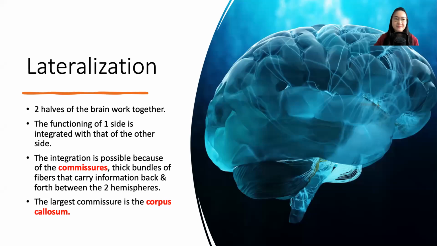Lateralization. What does it mean? Lateralization means two halves of the brain work together. The functioning of one side is integrated with that of the other side. The integration is possible because of the commissures, thick bundles of fibers that carry information back and forth between the two hemispheres. The largest commissure is the corpus callosum.